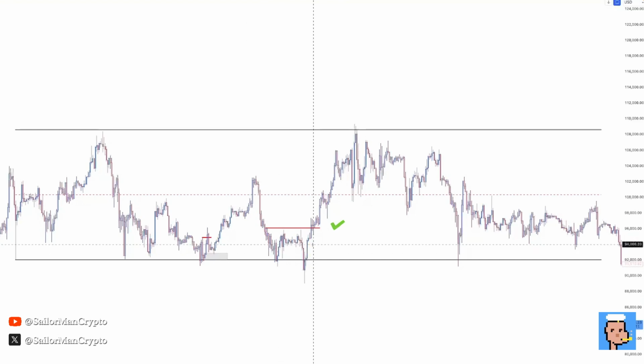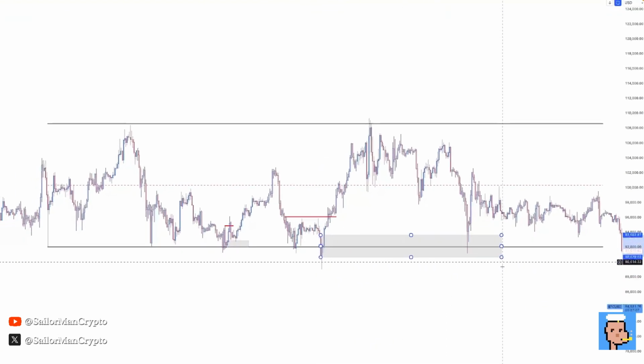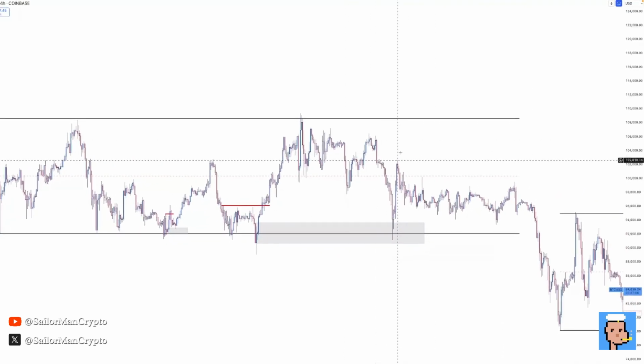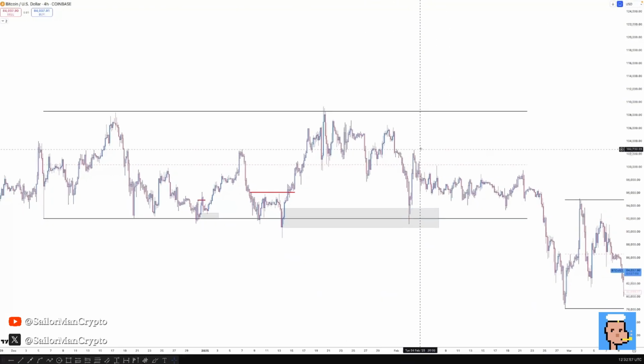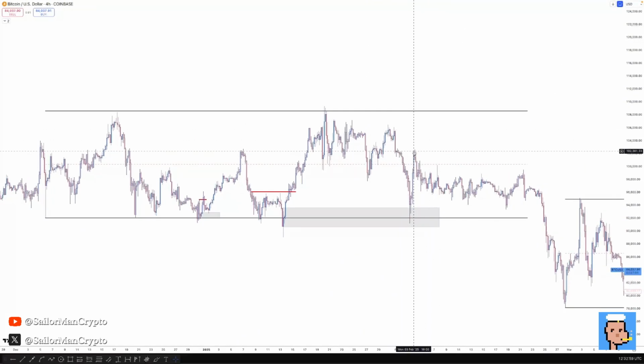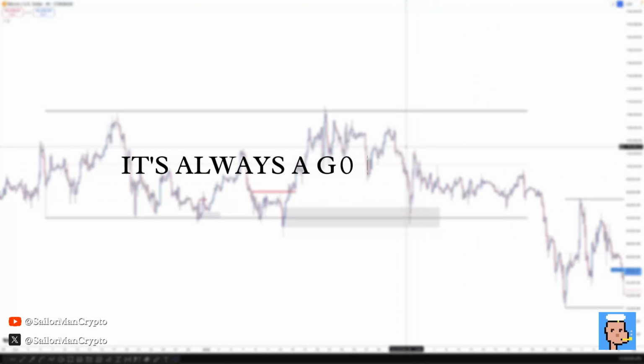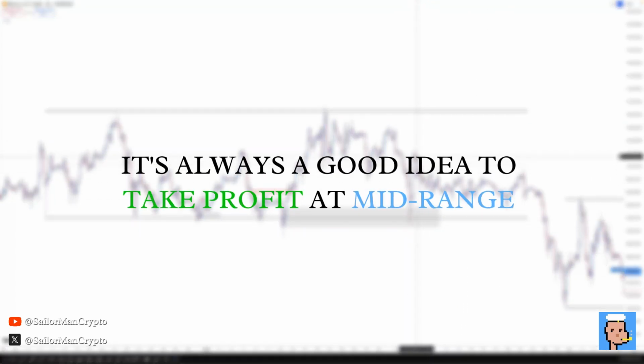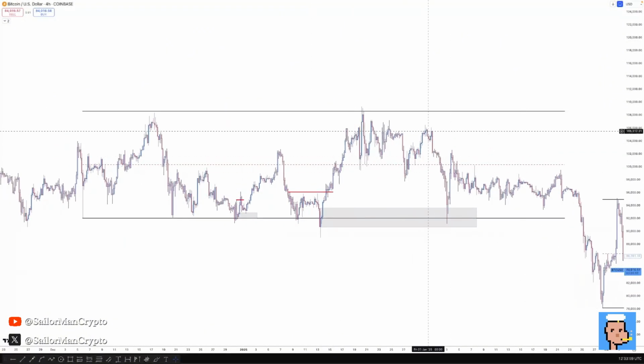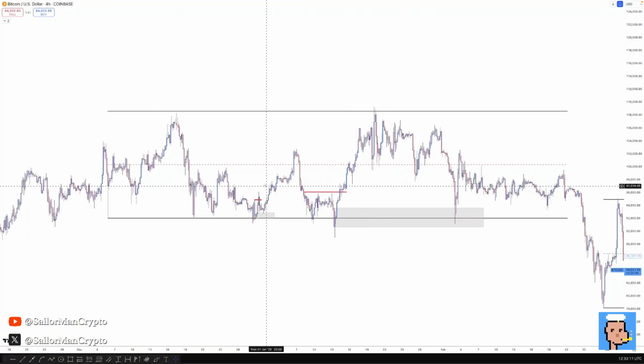We were waiting for the price to visit this demand down here. We did have a visit to demand, and then again a visit to mid-range with this dip. We never went up above. That's why taking profit and moving stop loss to break even after the tap at mid-range is always a good strategy, because not all the standard range deviations go to the other side of the range.